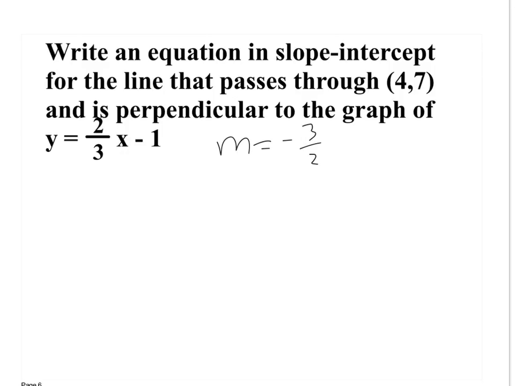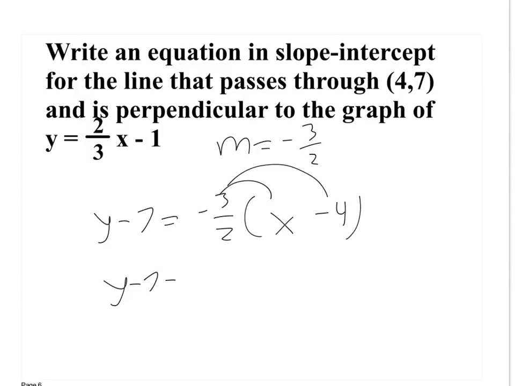All I do is, now I do y minus y1 equals m times x minus x1. Y minus 7 is equal to negative 3/2 times x minus 4. That was easy. Now I solve for y. Distribute this. Negative 3/2 x is negative 3/2 x. Negative 3/2 of negative 4 gives me positive 6. Then I add 7 to both sides. Y equals negative 3/2 x plus 13.